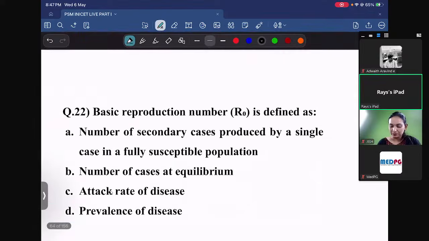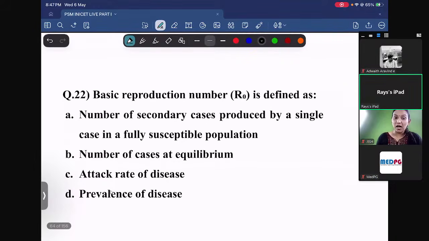Moving on to the next question. What is basic reproduction number, or R0? R0 is something that you have heard during your Nipah and COVID outbreaks in news everywhere. The R0 was discussed a lot, and it's a potential MCQ question. So basic reproduction number, or R0, is defined as the number of secondary cases produced by a single case in a fully susceptible population, not the number of cases at equilibrium, attack rate, or prevalence of disease.